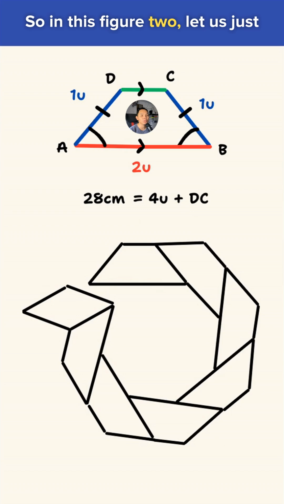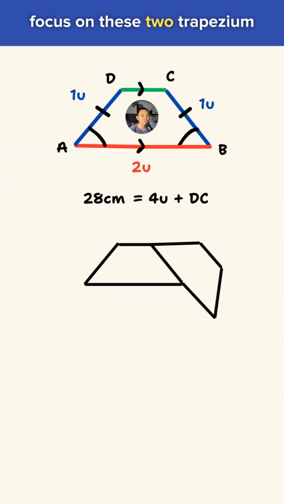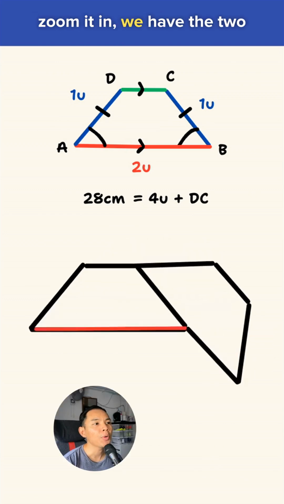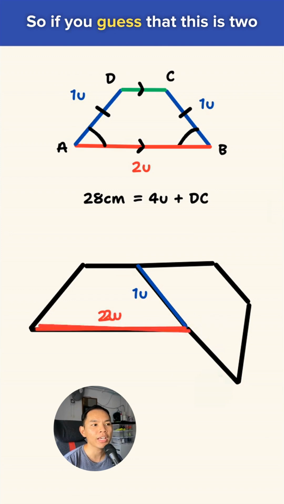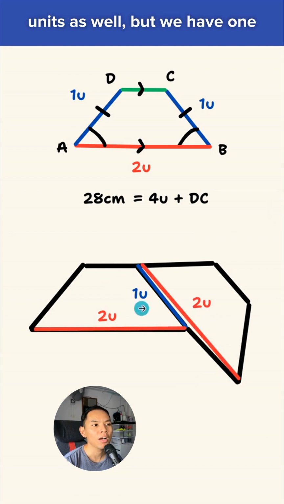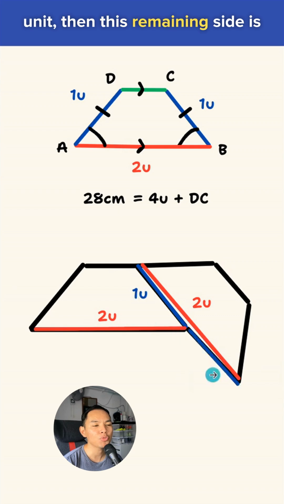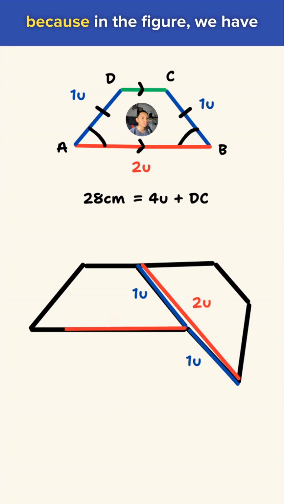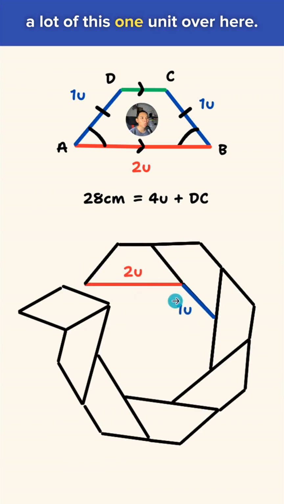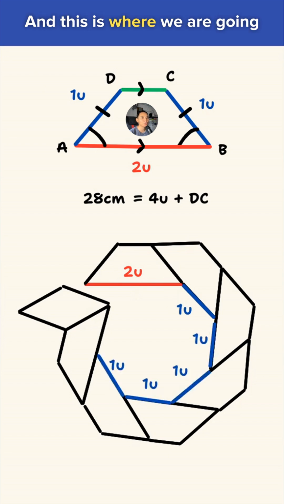In this figure 2, let us just focus on these two trapeziums joined together. If we zoom in, we have the 2 units line at the base, and then on the side is 1 unit. Then on the other trapezium, what do you think this is? If you guess that this is 2 units as well, but we have 1 unit, then this remaining side is also 1 unit. We need to know this because in the figure, we have a lot of this 1 unit over here.